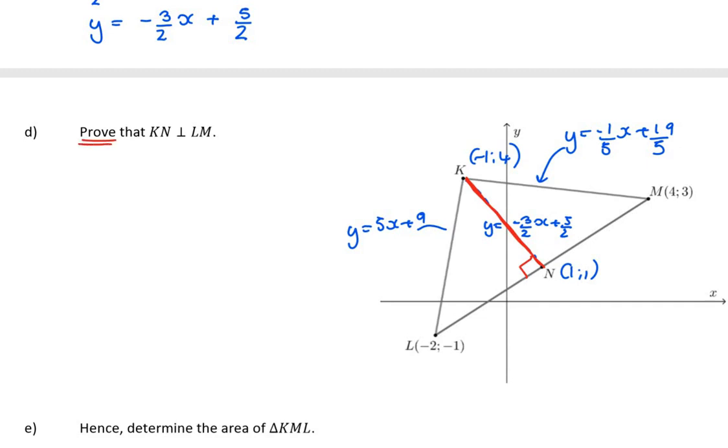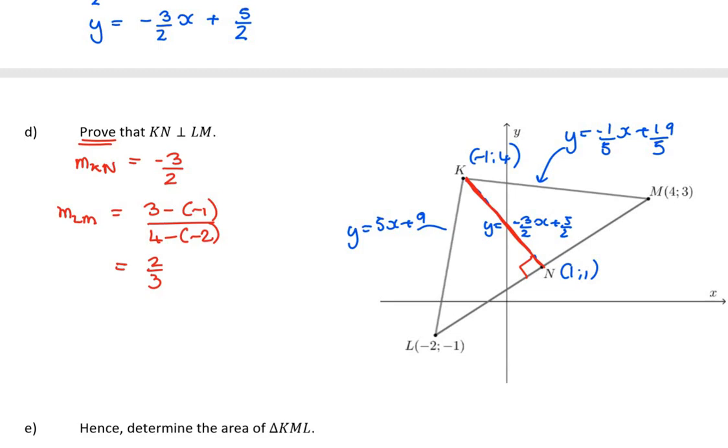Now, proving they're perpendicular, again, is something that we've done loads of times now. The gradient of KN I already have, so don't try and redefine things that you've already done. So basically, I need the gradient of LM, which I haven't done yet. So my gradient of LM is equal to change in y, so it's 3 minus 1, all over change in x, which is 4 minus 2, and I get 2 over 3.